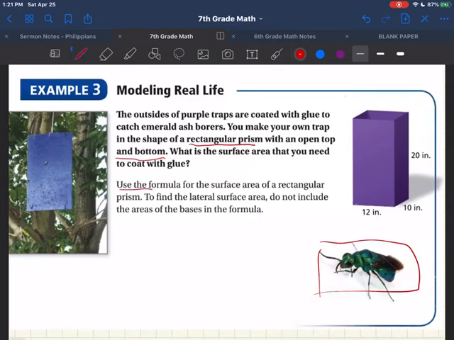Well, they're telling us to use the formula for the surface area of a rectangular prism, but do not include the area of the bases. Therefore, we need the lateral surface area. That's what it's called. Lateral surface area.